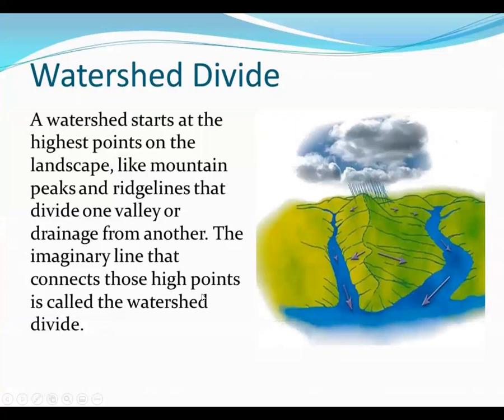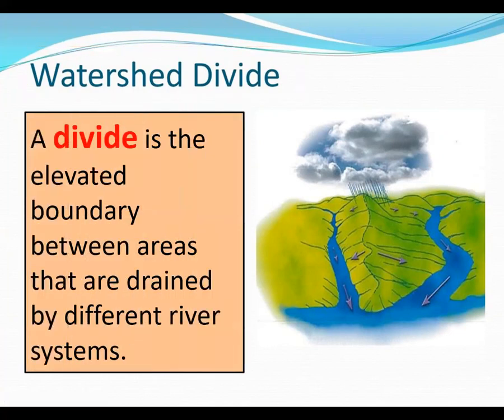Now, what's a watershed divide? Earlier, I mentioned this one. A watershed divide is the elevated boundary between areas that are drained by different rivers and streams. See, it's a long hill or a mountain that divides this area of watershed from this area of watershed. So we call it the divide.